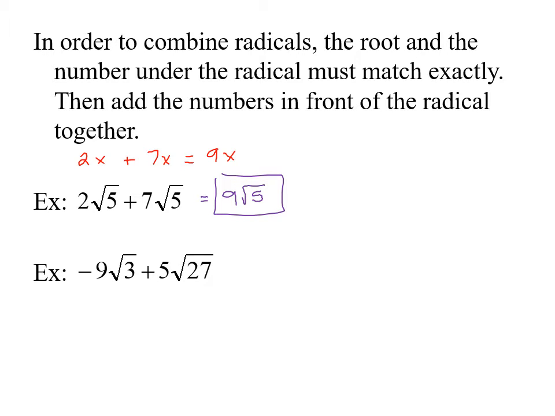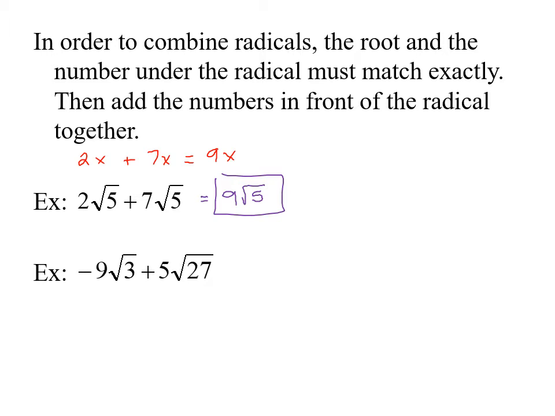But if they don't already match, like in this case, they're both square root of 5, if they don't already match, you have to make them match before you can add them or subtract them together. And that's like on number 2 here, the second example. Negative 9 square root of 3 plus 5 square root of 27. You cannot add them unless they have the same thing. And so it's typically easier to take the bigger numbers and simplify them. So that's what we'll do here.